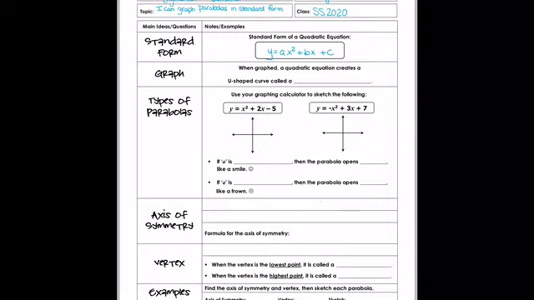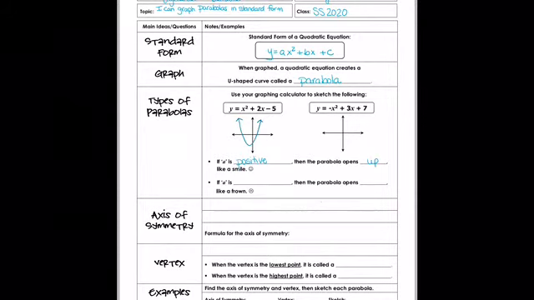So when we graph a quadratic equation, we create a U shape called a parabola. There are different types of parabolas. If a, that coefficient of x squared, is positive, then the parabola opens up like a smile. There's the example of y equals x squared plus 2x minus 5. Notice that a is positive 1, and it opens up like a smile.